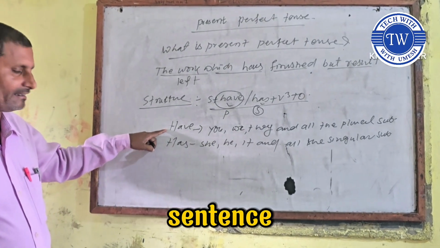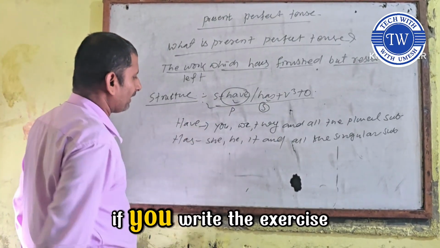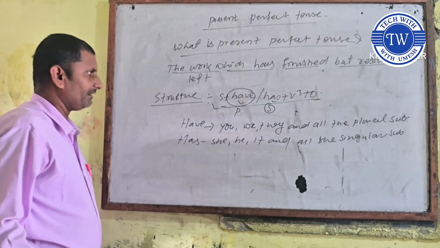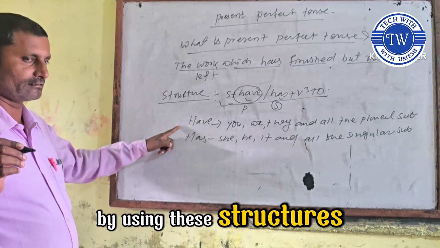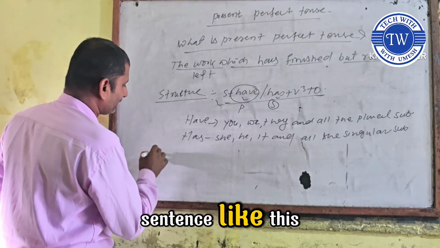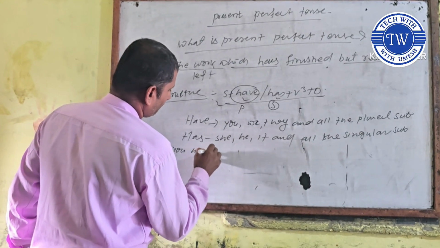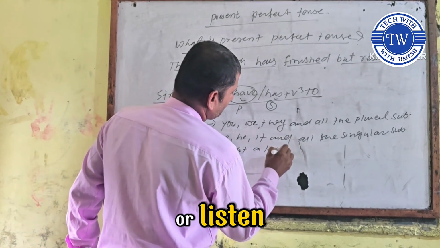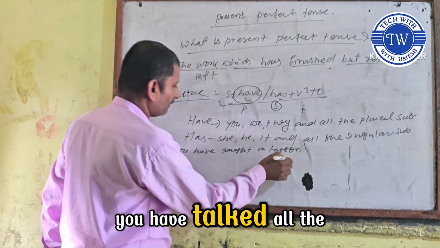We have to generate sentences by using this structure. If you write the structure, subject plus have, has plus be3 plus object, then you can generate more and more sentences by using it. If you make a sentence like this: you have taught a lesson.